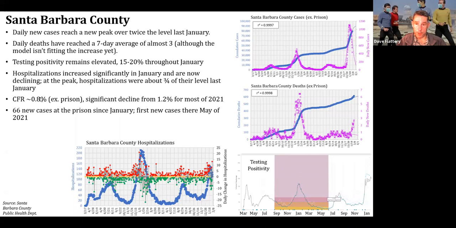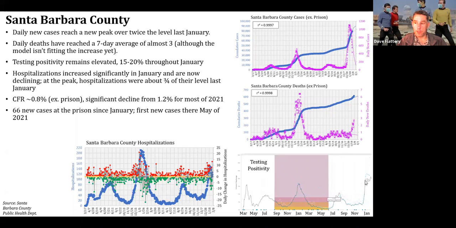Our case fatality risk is about 0.8%, which is significantly declined from 1.2%, where it was most of 2021. So we've got a lot more cases and a proportionally fewer number of fatalities, although they are going up still. They aren't starting to come down yet.